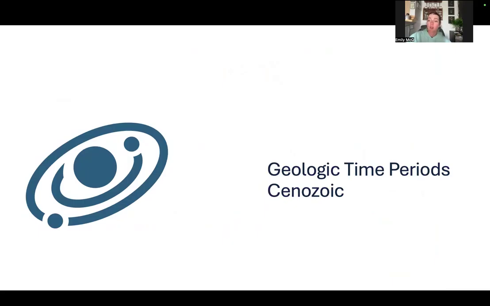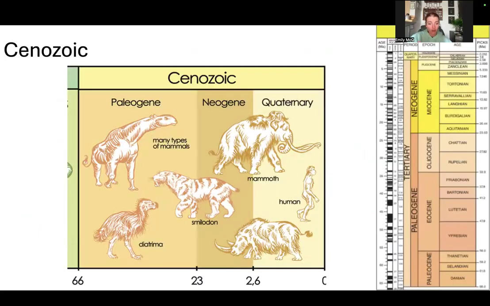Like the Cenozoic, which is our modern age. So this is where we saw the rise of mammals. So these reptilian dinosaurs, they really dominated Earth's surface for 200 million years.